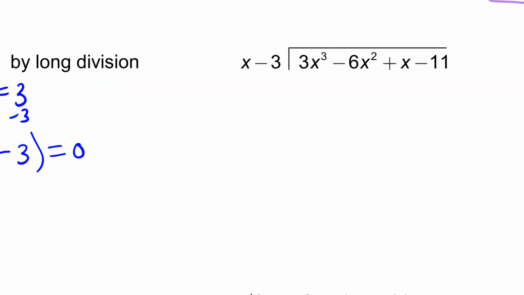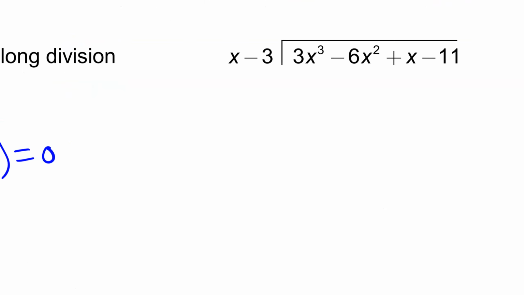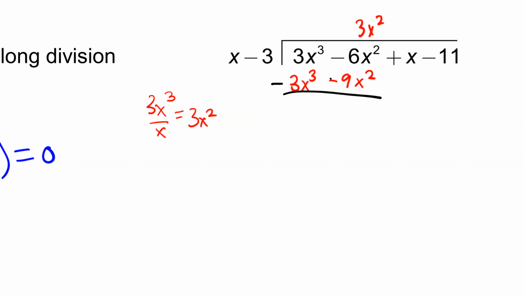So, a little bit of review, long division. Let's try this out. First I take 3x cubed, divide by x, and I get 3x squared. Alright, I have to distribute. So I have 3x cubed minus 9x squared. Draw the line and change the sign. So negative 6 plus 9 is 3x squared. Bring down the plus x.